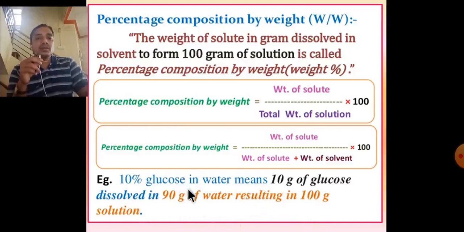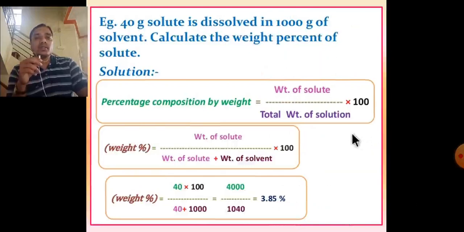Example, 10% glucose in water means 10 gram of glucose dissolved in 100 gram of water to give 100 gram of solution. In this example, a 10% glucose solution is prepared: 10 gram of glucose is given, and this is dissolved in 100 ml or 100 gram of water, resulting in 100 gram of 10% solution.